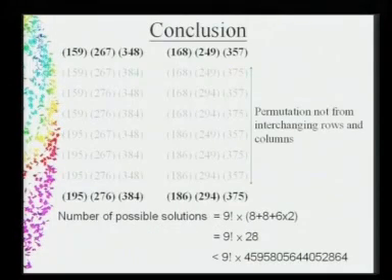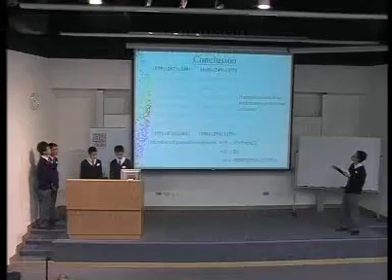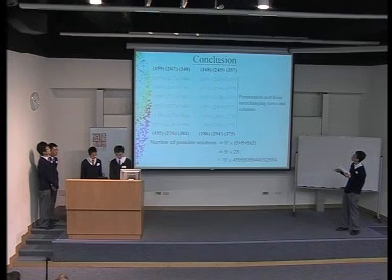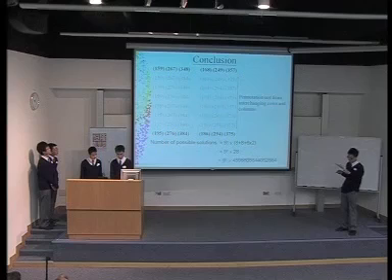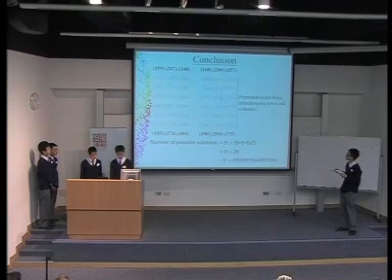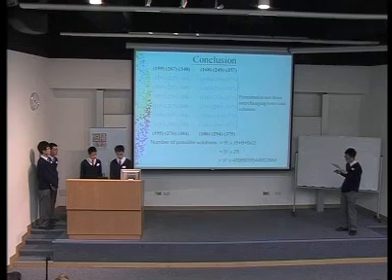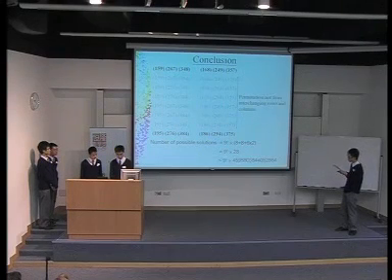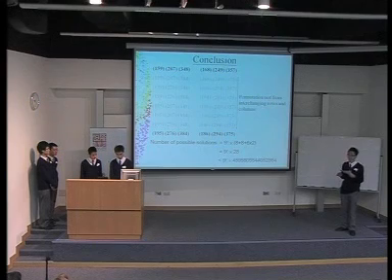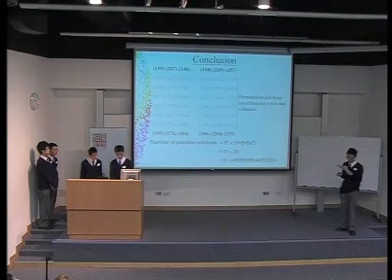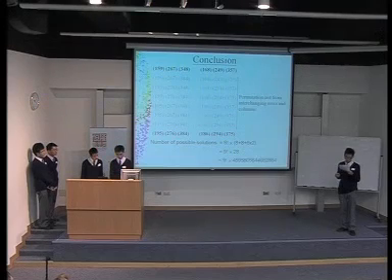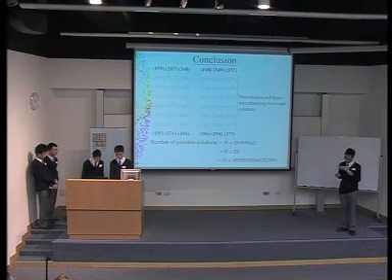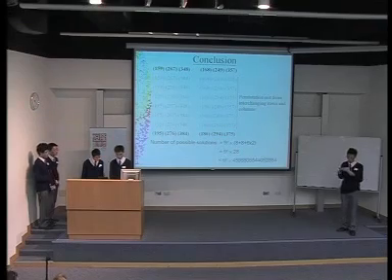To conclude, these four permutations are from interchanging rows and columns, but these are not. From our finding, these two can match these 8, and these 6 can match only these 2. So the total number of possible solutions for our modified Sudoku is 9 factorial times 28, which is far smaller than that of the original Sudoku. Our next job is to eliminate one of our additional constraints so as to make our study more general. We hope our research will open a new door for others to study Sudoku.